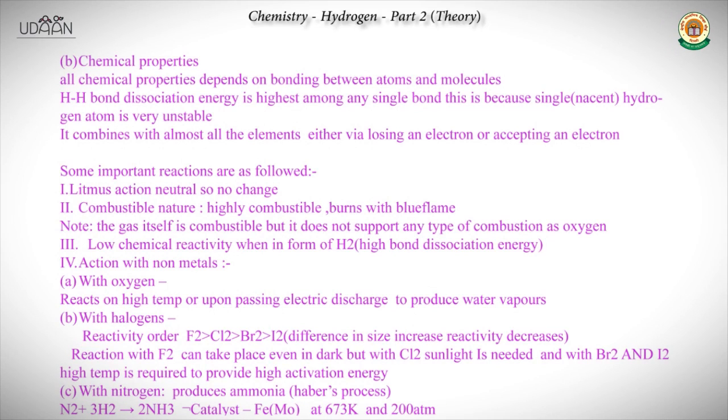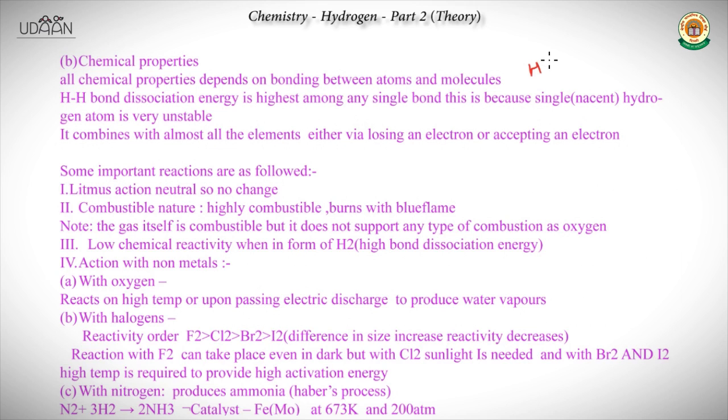Now we will see some chemical properties of hydrogen. We know that all chemical properties depend on bonding only, that is, the chemical bond between atoms and molecules. We know that hydrogen bond dissociation energy is highest among any single bond. This is because a single hydrogen atom is very unstable.